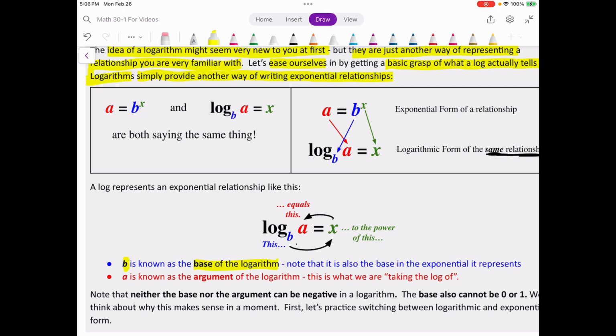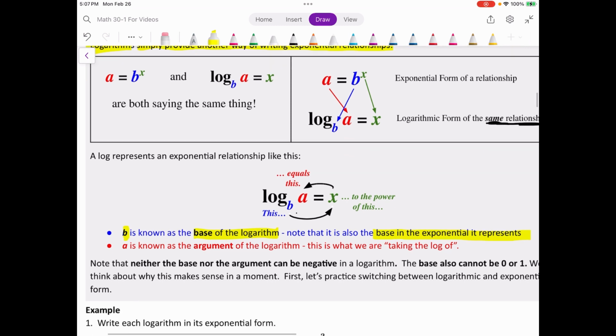And one nice way to remember that is that it's the base in the exponential it represents. We have the base of an exponential and the exponent of an exponential. So the nice thing here is the base of the exponential is the same thing as the base of the logarithm. A is known as the argument of the logarithm, it's essentially what we're taking the log of. So you sometimes say log base b of a. Like you could put brackets in here, and that's what you're doing. You're taking log base b of a, okay?